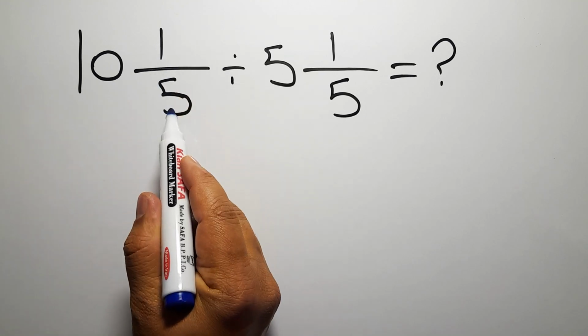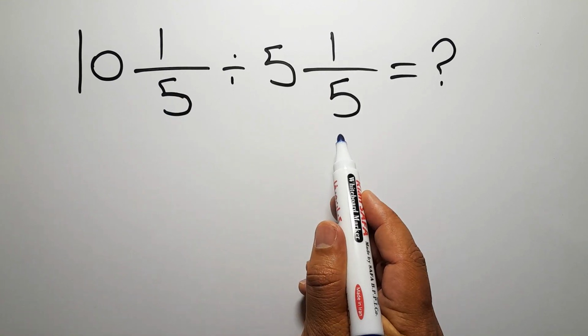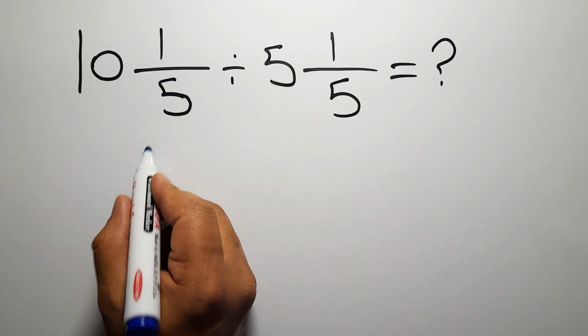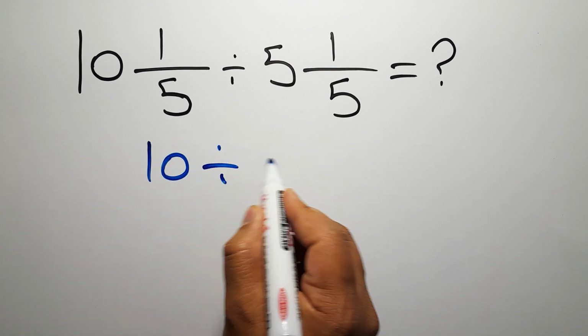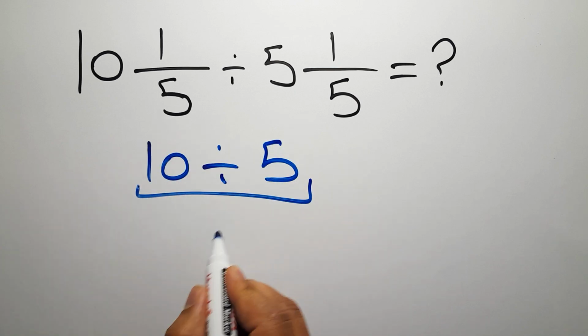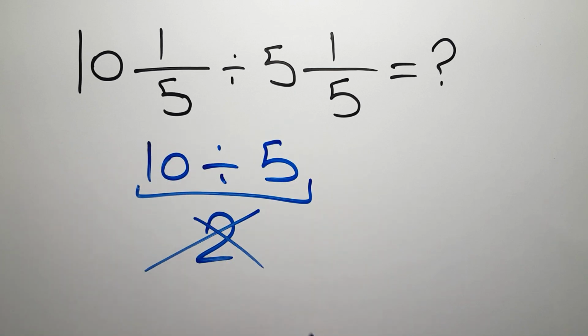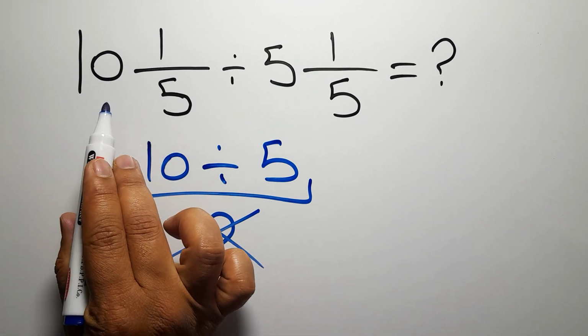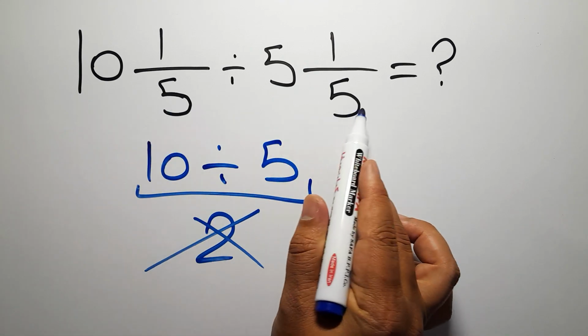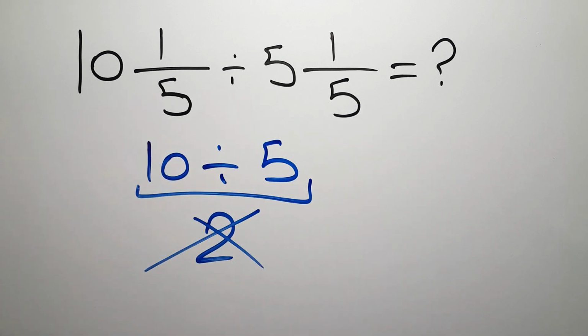This 1/5 and this 1/5 can cancel each other out. So we have just 10 divided by 5, which equals 2. But this answer is not correct. First of all, we need to convert these two mixed numbers to improper fractions.